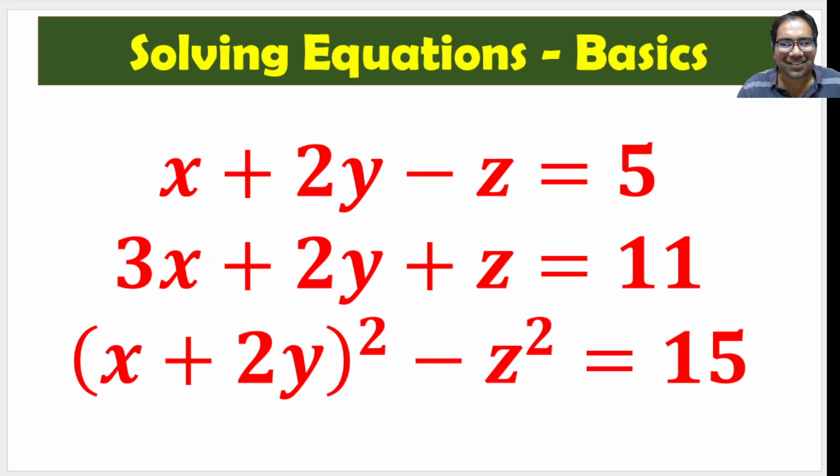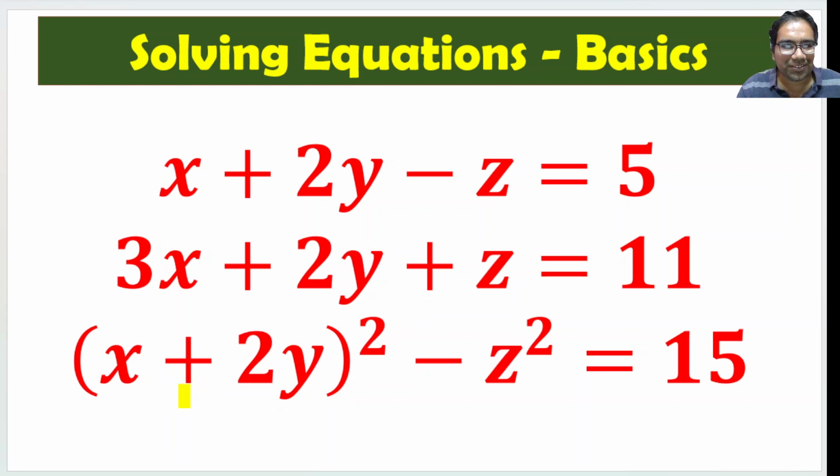Hi friends, here is a nice problem, very easy problem, but there is a small trick involved. We have three equations, but the third equation is in terms of squares: (x + 2y)² − z² = 15. If they were three linear equations, then we could solve them very easily. But here there is a square, a difference of squares.